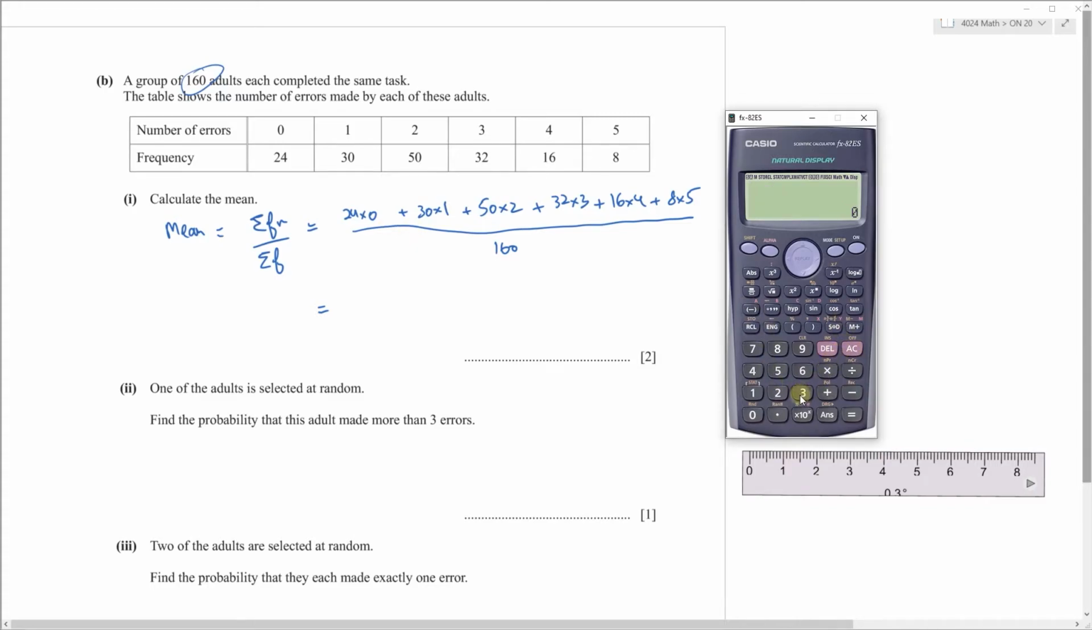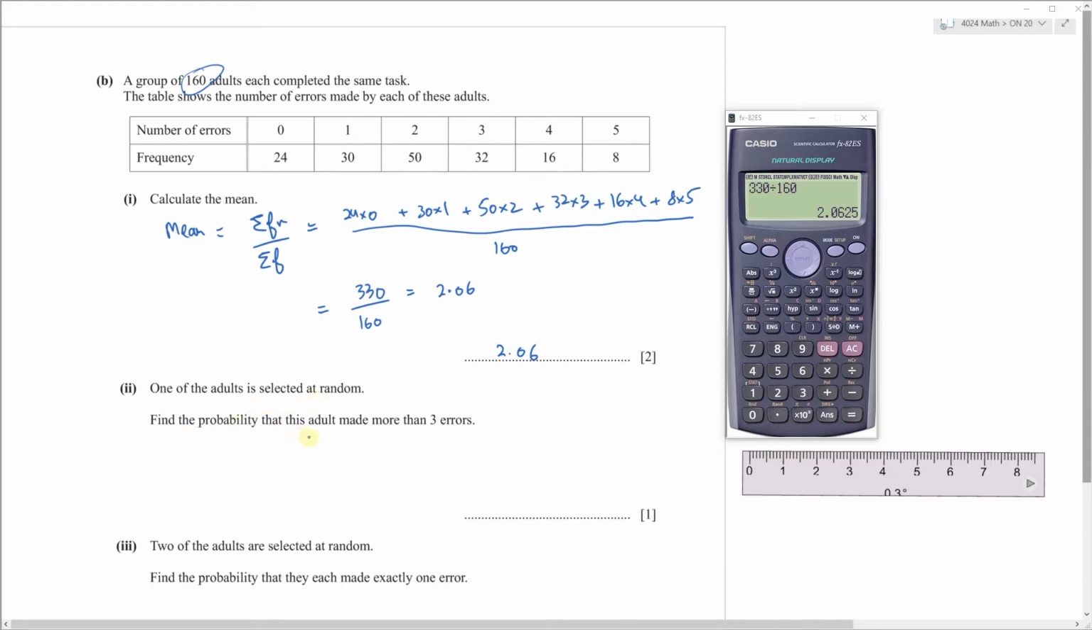24 into 0 is 0. 30 times 1 is 30 plus 50 into 2 plus 32 into 3 plus 16 into 4 plus 8 into 5. So this is 330 divided by 160. So let's calculate this. 330 divided by 160. So up to 2 decimal places or up to 3 significant figures, the value is 2.06. 2.06 is your mean.